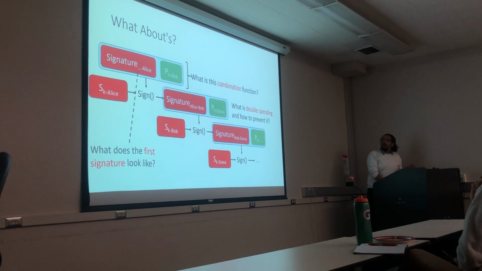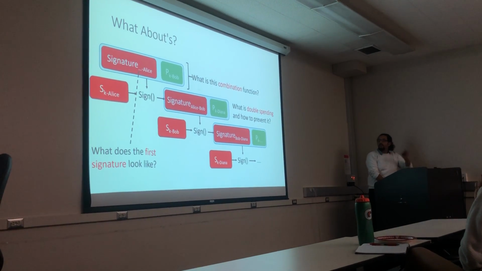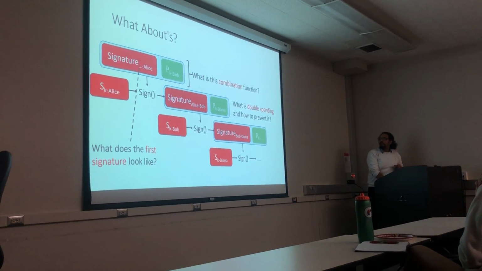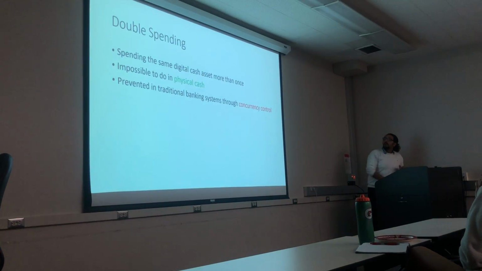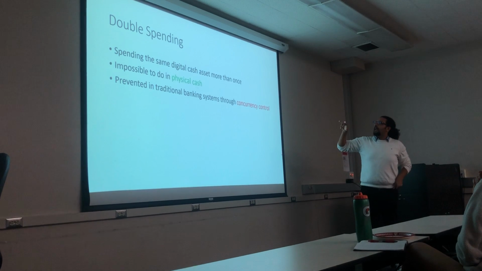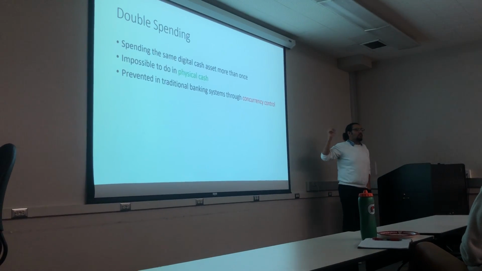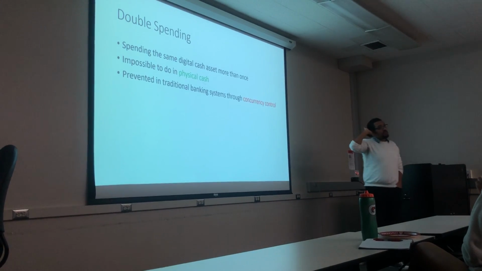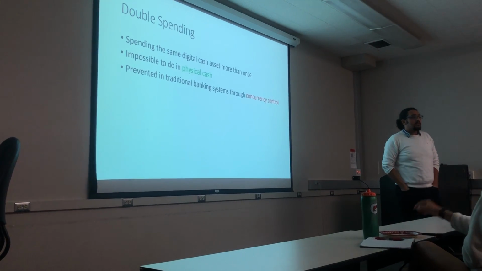So that's how we combine the public key and the signature. Now, what about double spending? Double spending is basically trying to spend the same digital asset more than once. Yes? So you described hashing.